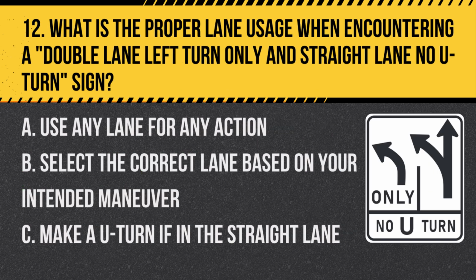Question 12. What is the proper lane usage when encountering a double lane left turn only and straight lane no U-turn sign? A. Use any lane for any action. B. Select the correct lane based on your intended maneuver. C. Make a U-turn if in the straight lane. Answer. B. Select the correct lane based on your intended maneuver. This sign indicates specific actions allowed in each lane and drivers should choose lanes accordingly.